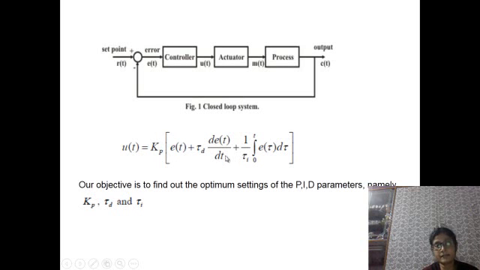Then this part is for derivative control action, Kp into Td, dE/dt, plus Kp by Ti, integral from 0 to t of E(t) dt. That is for integral control action, where this Kp, Td or tau d, whatever, is the derivative action time, and Ti is the integral action time. So these three are the parameters, and the objective of controller tuning is to find the optimum values for these three parameters.